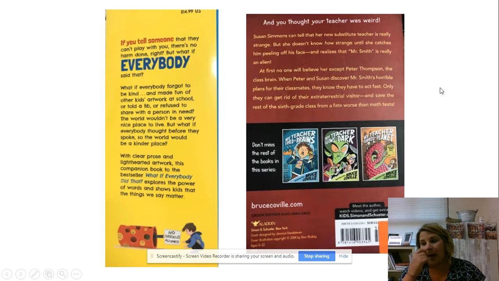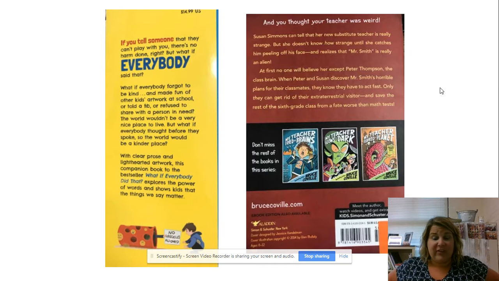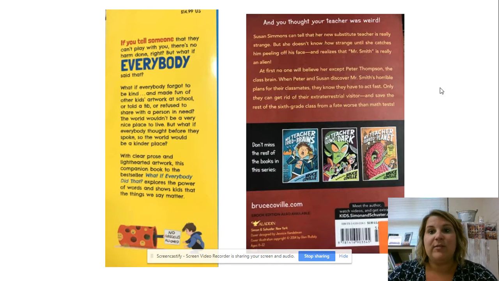Let's look over here at My Teacher is an Alien. This says, "And you thought your teacher was weird." Wow, right away it's starting to hook us. "Susan Simmons can tell that her new substitute teacher is really strange, but she doesn't know how strange until she catches him peeling off his face and realizes that Mr. Smith is really an alien.